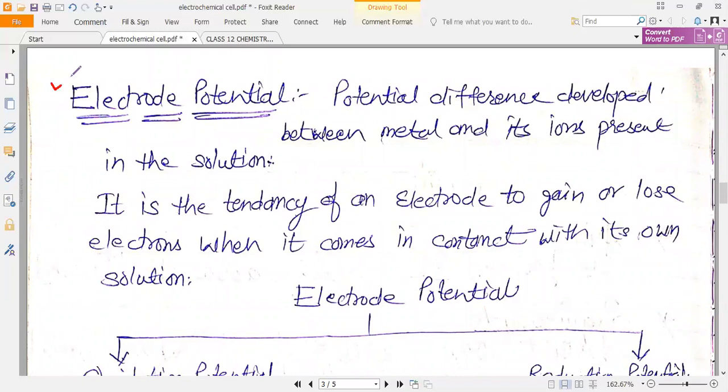Now we are going to discuss our next and very important point, that is electrode potential. So what is electrode potential? Electrode potential is divided into two categories. Actually, it is the tendency of any electrode to gain electrons or lose electrons. An electrode may be a zinc electrode or a copper electrode, and it may gain electrons or lose electrons.